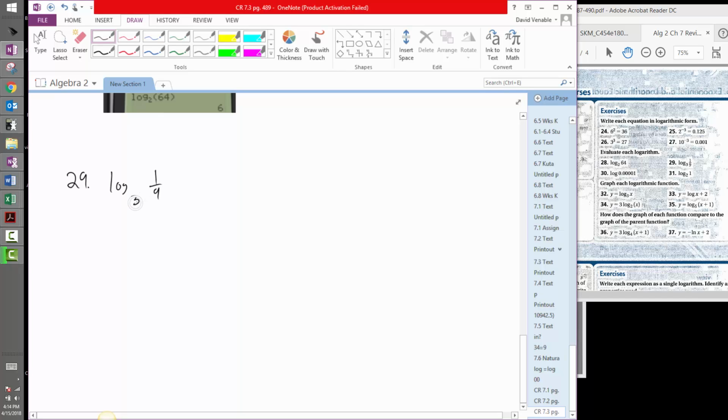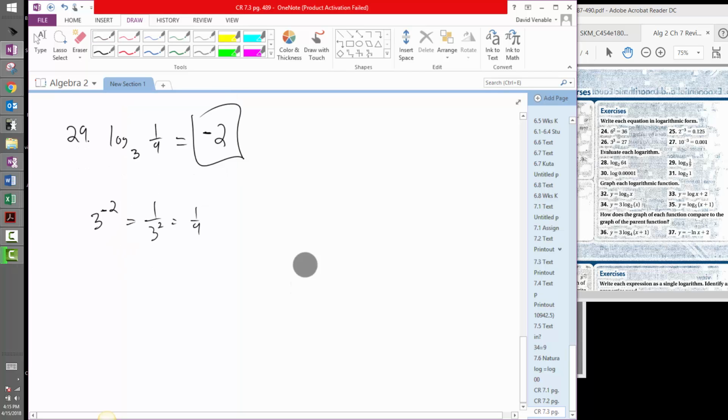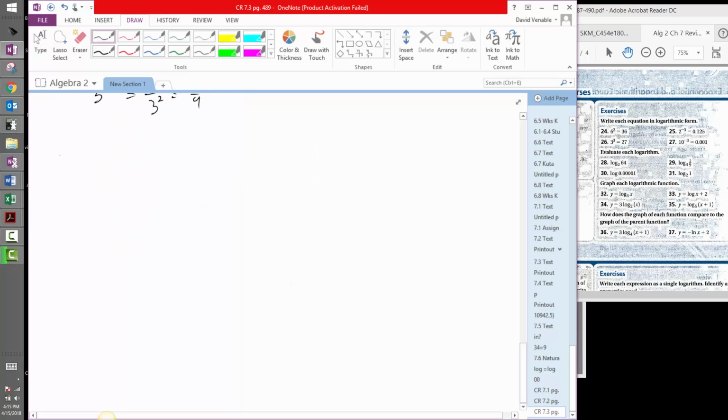Now, I know that if you take 3 and raise it to the second power, you get 9, but a fraction, that's weird. Oh, wait. If I take 3 and raise it to a negative power, that's how I get fractions. That's 1 over 3 squared, that's 1/9. So the answer to this is actually -2. Notice how quick I did that. Confirm it in your calculator if you want, but that's how you do these.